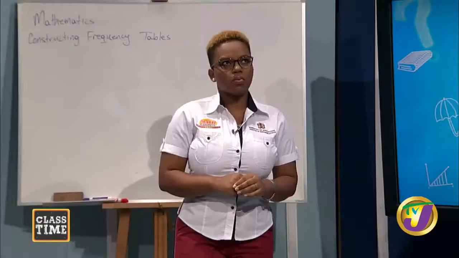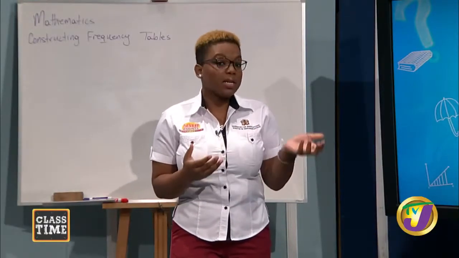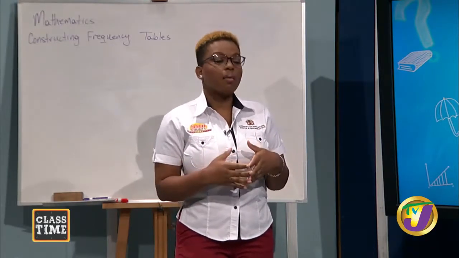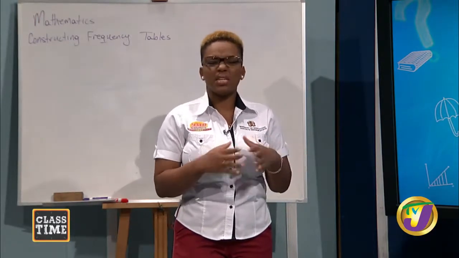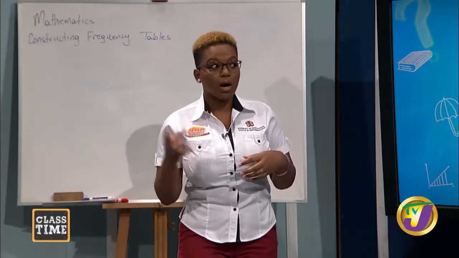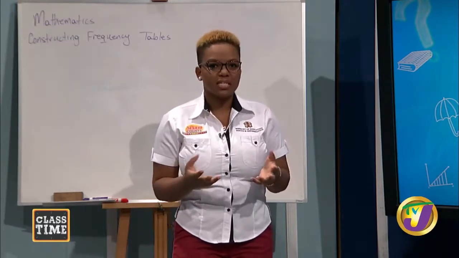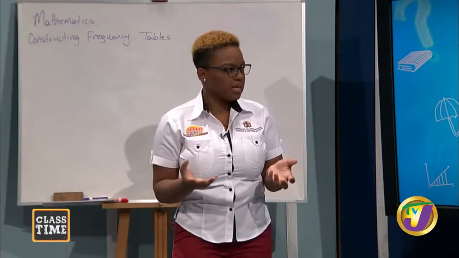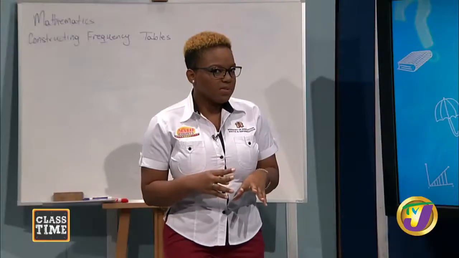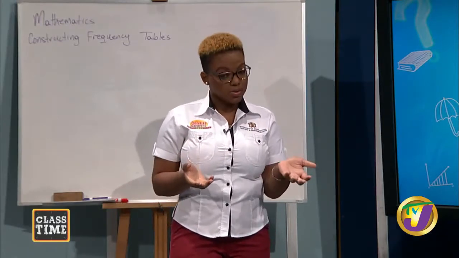Okay, so with data, when you collect data, it could either be qualitative or quantitative. When we talk about qualitative data, we talk about descriptive words. So ice cream, the color, the flavor. And then when we talk about quantitative, we talk about numerical representations. But then quantitative data can either be discrete or continuous.